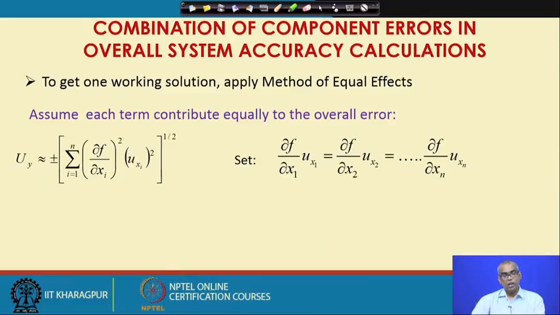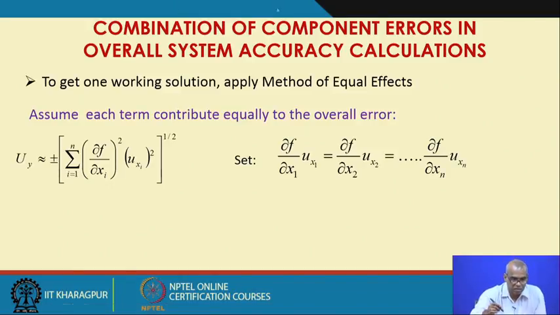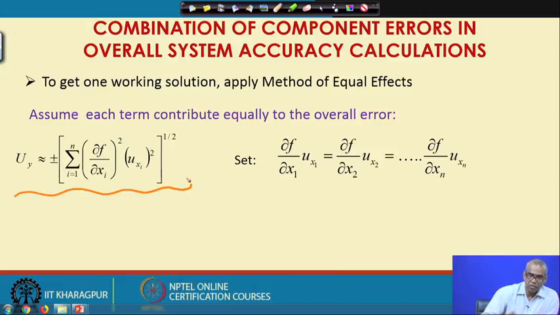The method of equal effects assumes that each term contributes equally to the overall error. So, this was the expression we obtained for most probable error when we computed the error for the forward problem. Now, u y is given, these need to be computed, but please note that several combinations of u x i can lead to the same value of u y. So, no unique solution exists.